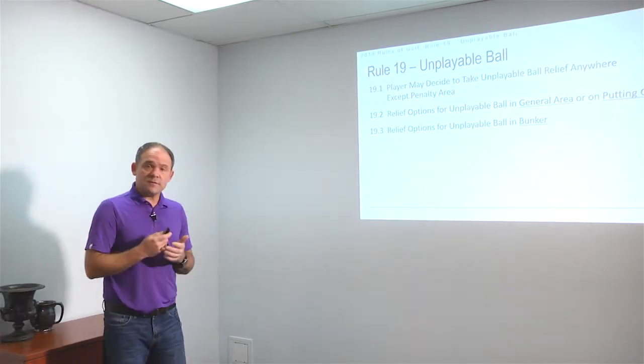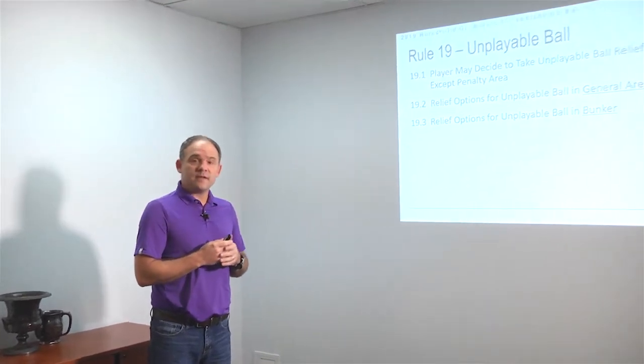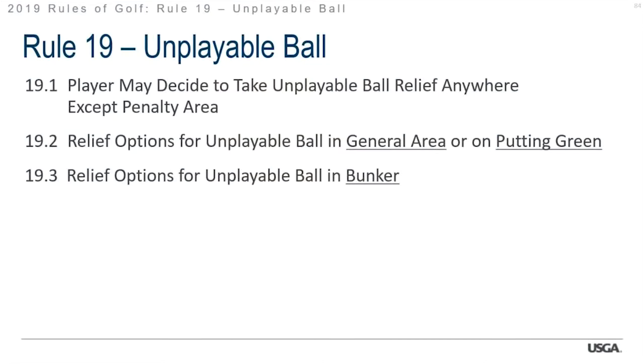All right, so we made it to the final rule of the day, Rule 19, the unplayable ball. This rule has not changed very much. It has changed a little bit for an option in the bunker, but for the most part, this procedure is exactly the same. So a player may decide to take unplayable ball relief anywhere except the penalty area, same as it has always been. And then we have the relief options that we're going to list out for the general area or the putting green, and then we have the relief options that we're going to list out for a ball in a bunker.